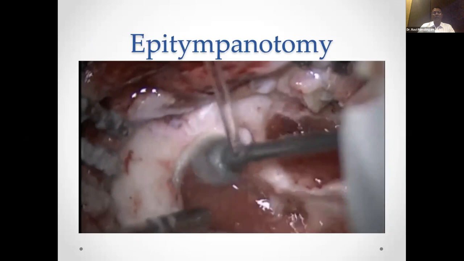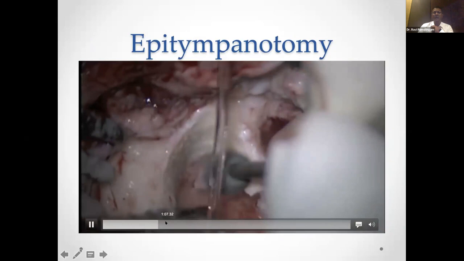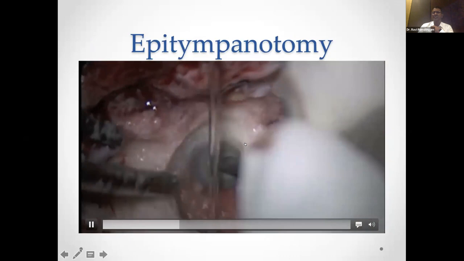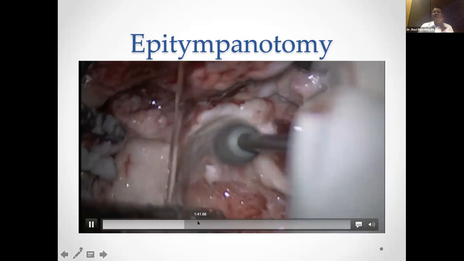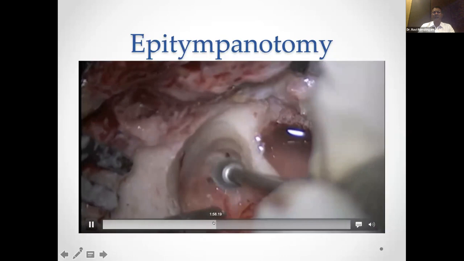So I'm going to forward the video a little quicker. The space may vary from patient to patient. If it's a forward lying sigmoid sinus or low lying dura, the space that you have here would be a lot more restricted. So I'm using a smaller burr right now. You've got to remove bone all the way from lateral down to medial.